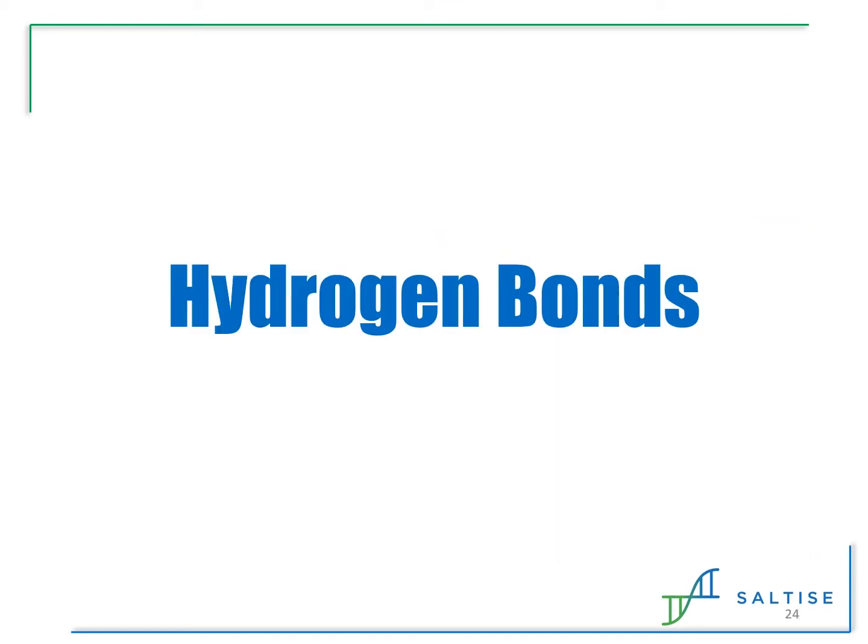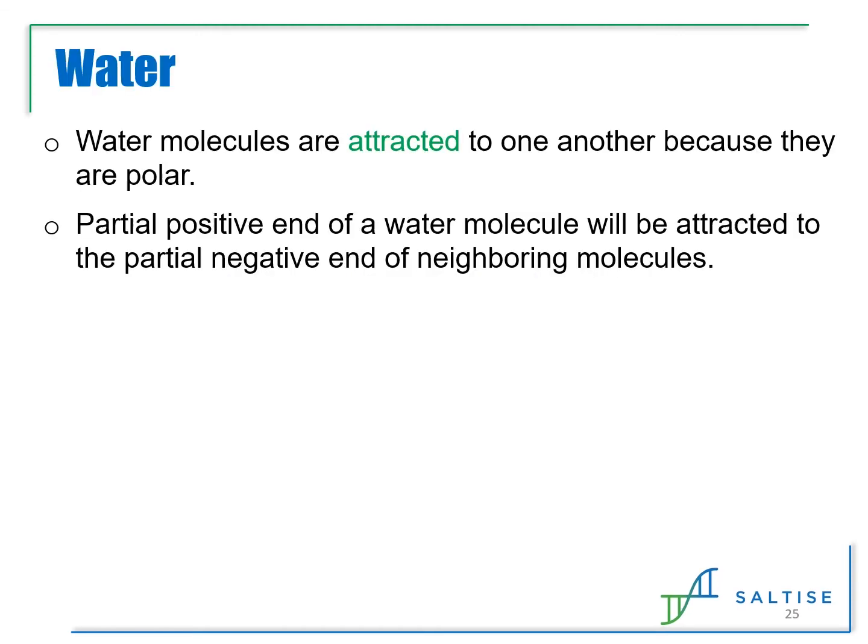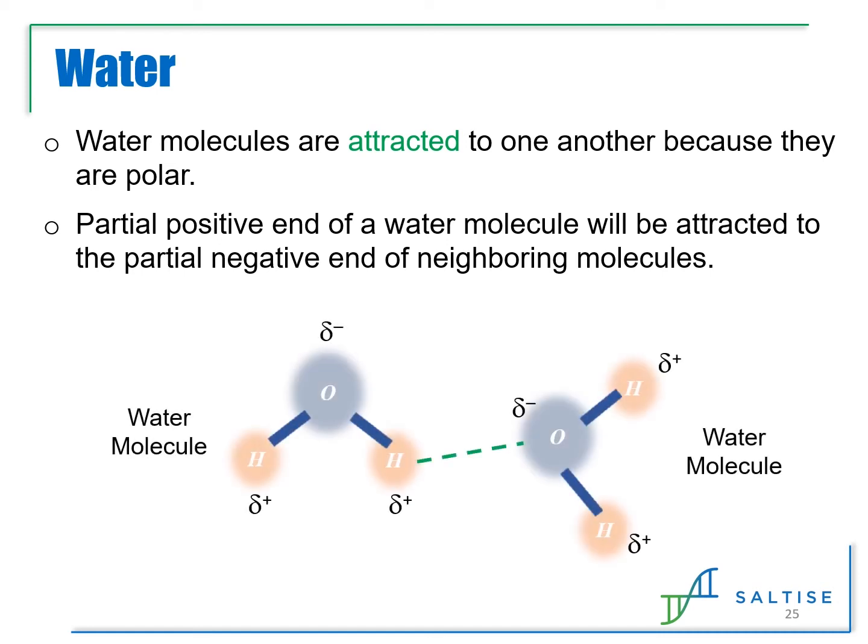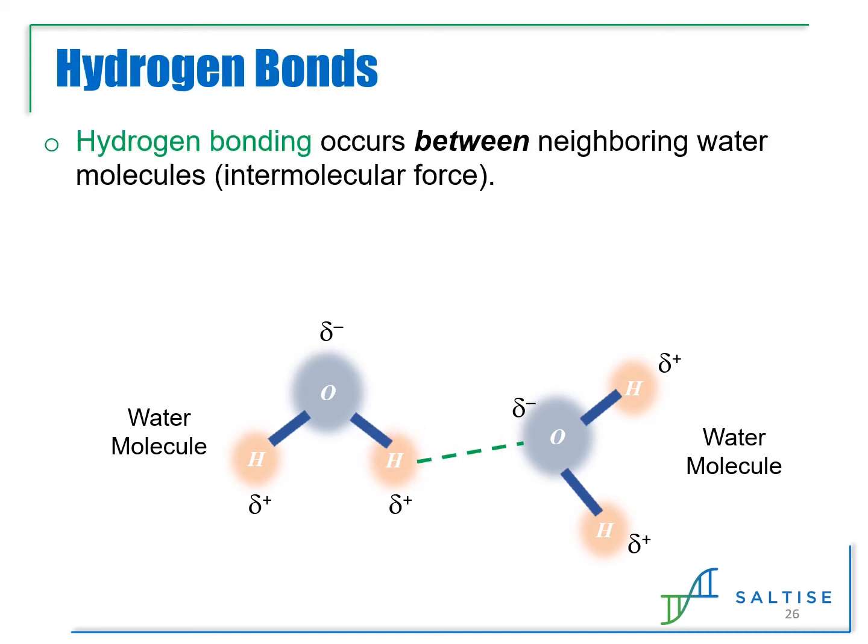We will now look at a special type of interaction called hydrogen bonds. Now that we understand water molecules are polar, they are actually attracted to one another. The partial positive end of a water molecule is attracted to the partial negative end of a neighboring molecule. So the dashed green line here represents that attraction between a hydrogen and a neighboring oxygen. The attraction between neighboring water molecules is referred to as hydrogen bonding. It's a type of intermolecular force.